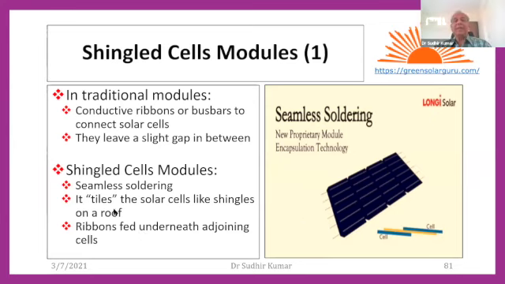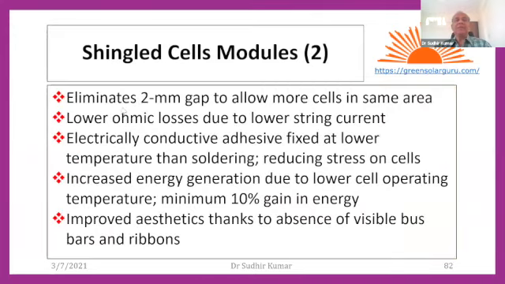So the advantage here is that it eliminates the 2 mm gap. So you can have a larger area. For the same area you get more power. Lower ohmic losses because there are no strips in between. It's just one cell over the other. Electrically conductive adhesive is fixed. So it's very simple. And there is increased energy generation due to lower cell operating temperature, a 10% gain. Why lower cell operating temperature? Because the strips are not there. There is no connection like that. There is direct connection. And improved aesthetics, it looks nice also.